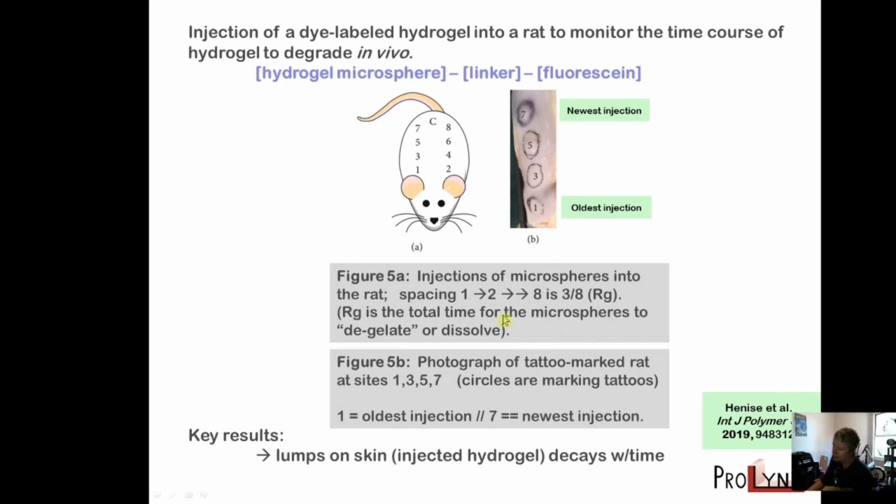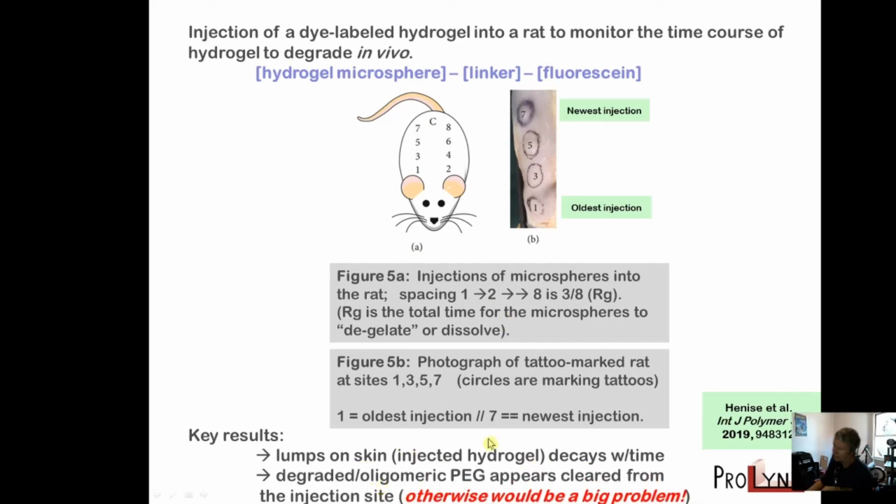Okay, and then the other thing they pointed out in the paper is that the degraded or oligomeric PEG, oligomeric just means it's not polymeric anymore. It's kind of partially degraded. The little pieces of PEG, the branched PEG pieces, they're cleared from the injection site. So by the lumps not being there, it shows that not only is it degraded, but it also went away. And if the oligomeric PEG was still around, it would be a big problem, right? Because you don't want all the degraded fragments to hang around. You want them to go away.